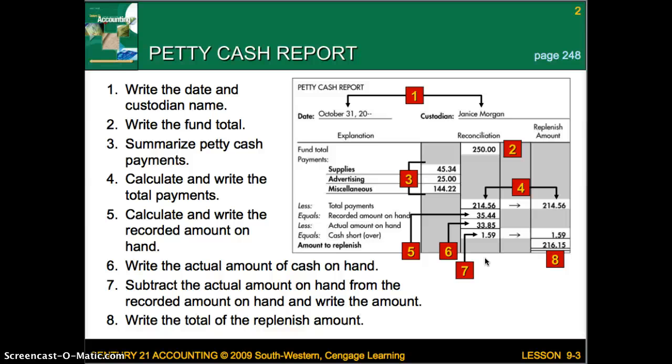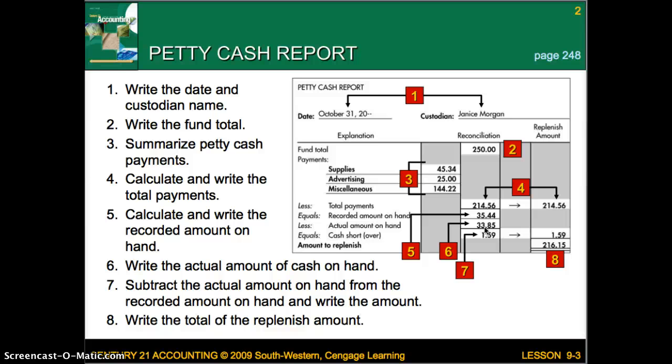So when you don't have as much cash in your petty cash fund as it says you should have, okay, so this is less than what you should have, you are cash short. A petty cash on hand amount that is more than a recorded amount is called cash over. So that makes sense, but make sure you get that in your brain. If I'm short on cash of what it says I should have, I'm cash short. If I have more cash than it says I should have, I'm cash over.